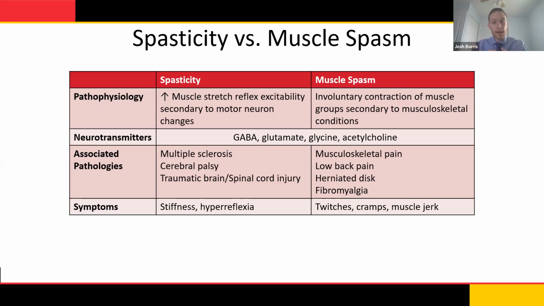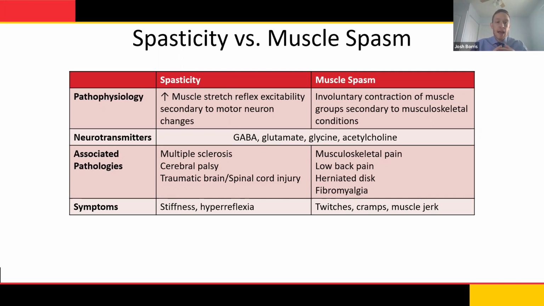As opposed to that, muscle spasm is really an involuntary contraction of muscle groups, and this occurs secondary to musculoskeletal conditions. We think of sports injuries, surgeries, traumas, or actual injury to the tissues and the muscles as what causes the muscle spasm here. So it doesn't really have to do with any motor neurons, no neurologic conditions here.